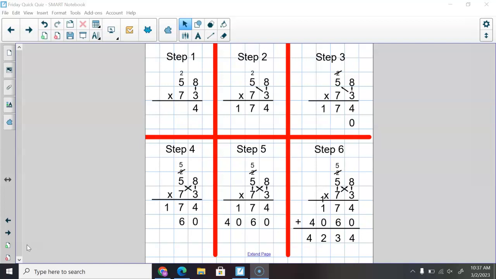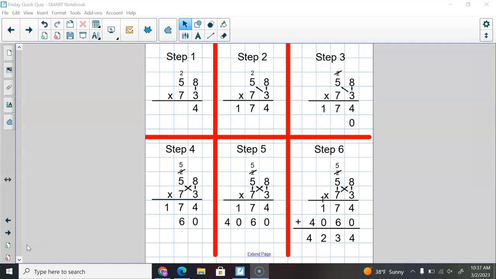So what you guys see on the screen right now is kind of a cheat sheet, and I'm actually going to have this printed off for you so that you can have a physical copy to look at as you're practicing today. This is the steps for the standard algorithm. So if you're going to do 58 times 73, this literally walks you through it step by step as to what needs to be done. It's a lot of steps.